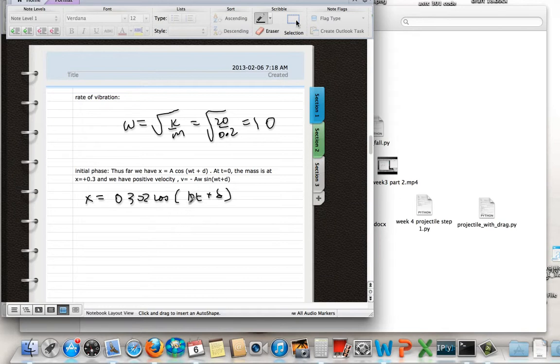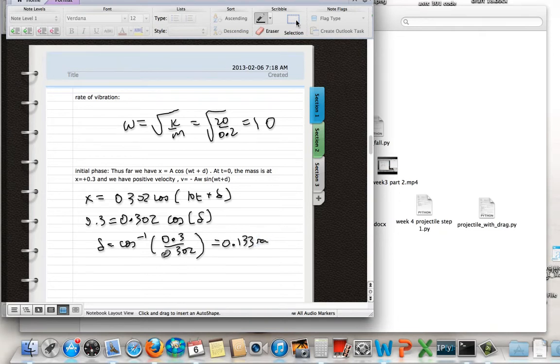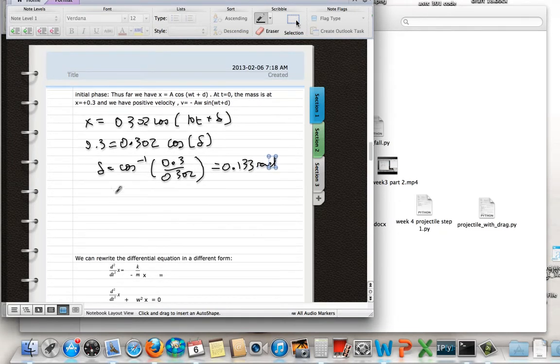If you put in time 0, this whole term is wiped out, and you just end up with cos of delta. So dividing by 0.302 and doing the inverse cosine, we can get a value for delta. Now, this gives 0.133 radians, but of course with cosine on the unit circle, there's more than one answer.